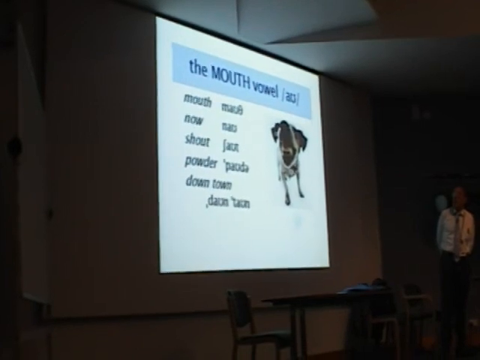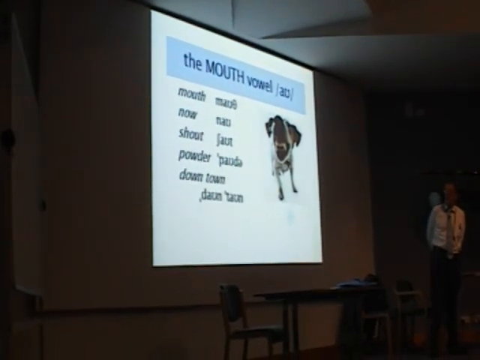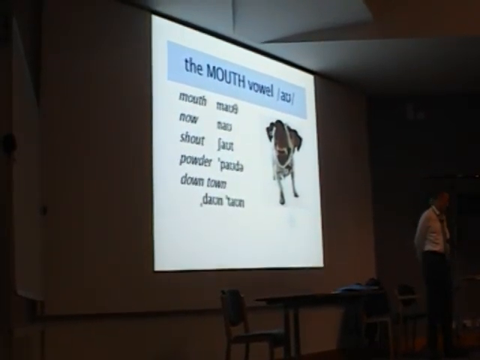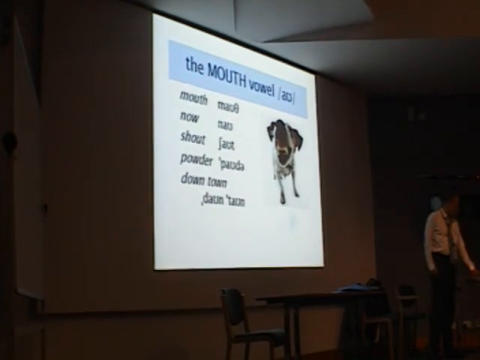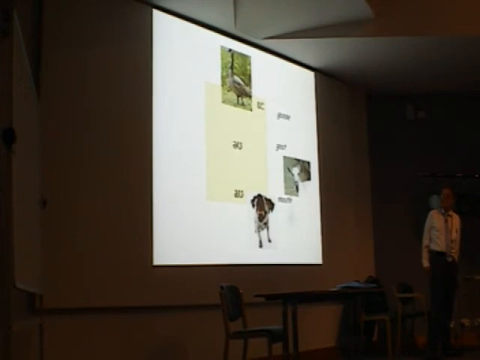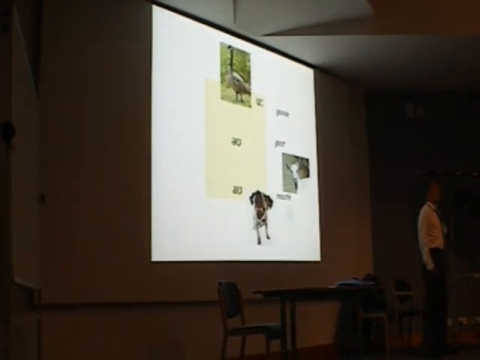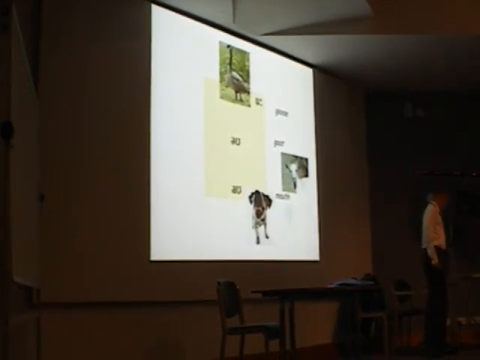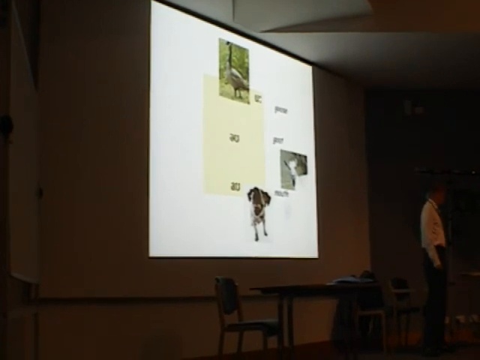Here is the mouth vowel. Mouth, now, shout, powder, downtown. There they are, all three of them: goose, goat, mouth. These are the three long vowels and diphthongs that tend towards a high back area.